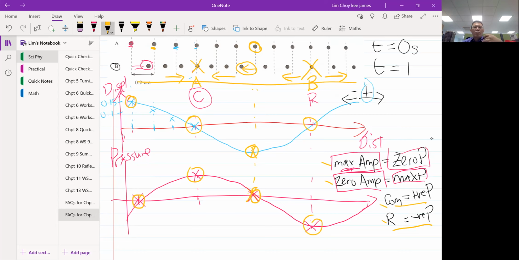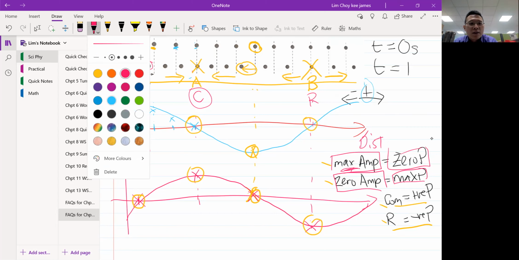So for the pressure distance graph, you'll find that I don't really need to plot every point. I will just look for the main key points, which are the points with maximum displacement and the points with zero displacement. From there, I will be able to draft out the basic shape of the pressure displacement graph. Okay, and with this graph, what can I look at? What information can I sieve out?